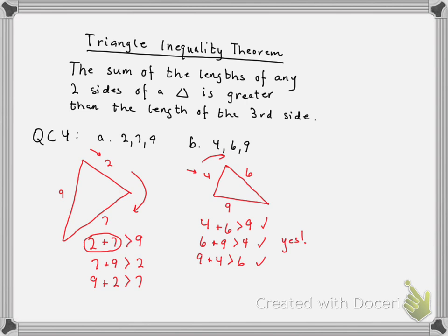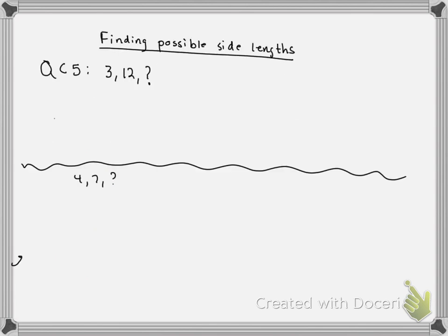2 is just too short. If it was a little bit longer, 2 is too short. So if that 2 was, say, even a 3 or a 4 or a 5, then that would be greater than 9. But the side length of 2 is just too short to close the triangle. So what it would look like, it would be something like this, okay? It's just not long enough, okay?